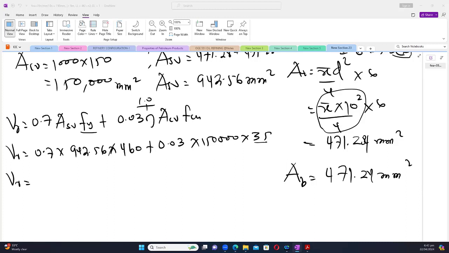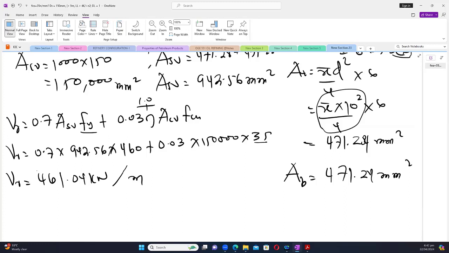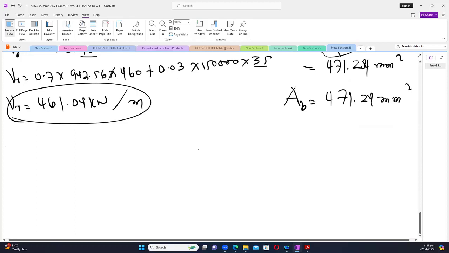461 kilonewtons, right? But this is after we considered a meter of the slab. You can leave it like this. 461.004, it's the same thing. So this is the capacity, right? Currently our concrete slab, in terms of longitudinal shear, can take 461 kilonewtons.